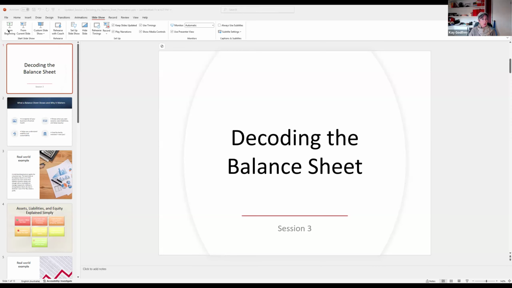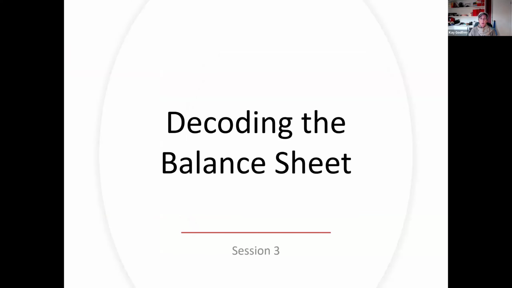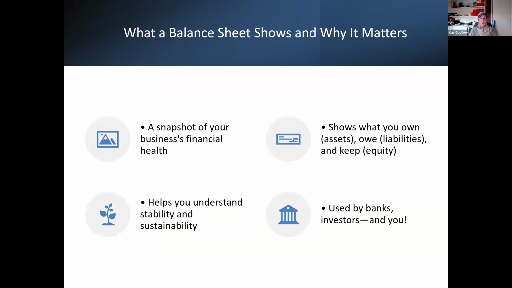So, slideshow from the beginning. This is all about decoding the balance sheet, or understanding a balance sheet. So what does a balance sheet show? And why does it matter?